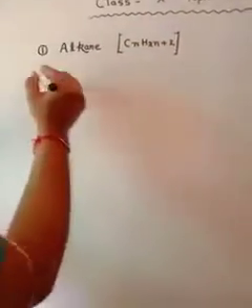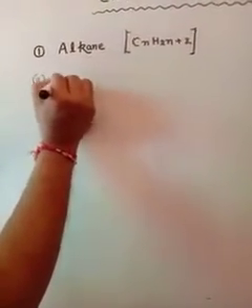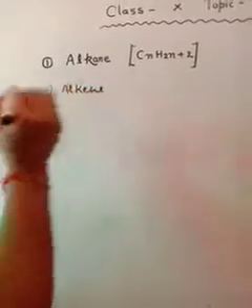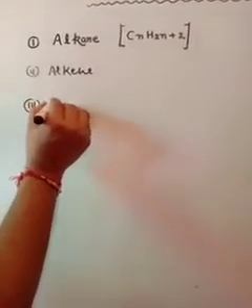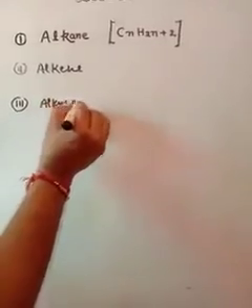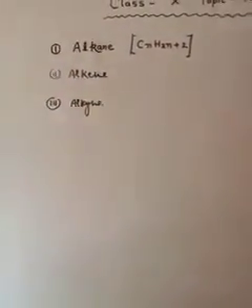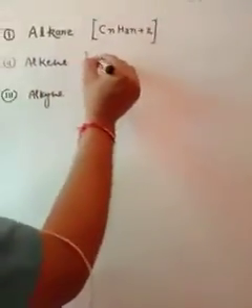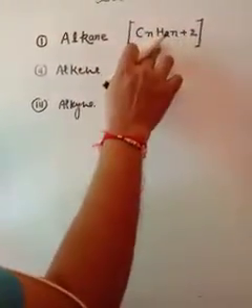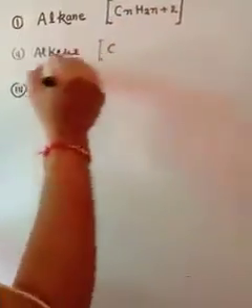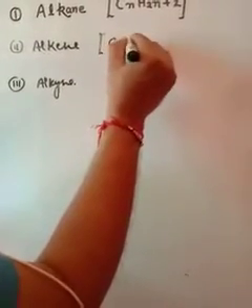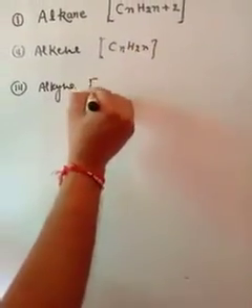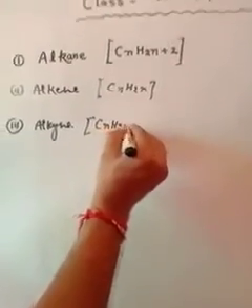Student, first alkane, second one alkene, and third one alkyne. These are the series of the carbon, and they are generally represented as follows: alkane by CnH2n plus 2, alkene by CnH2n, and alkyne by CnH2n minus 2.